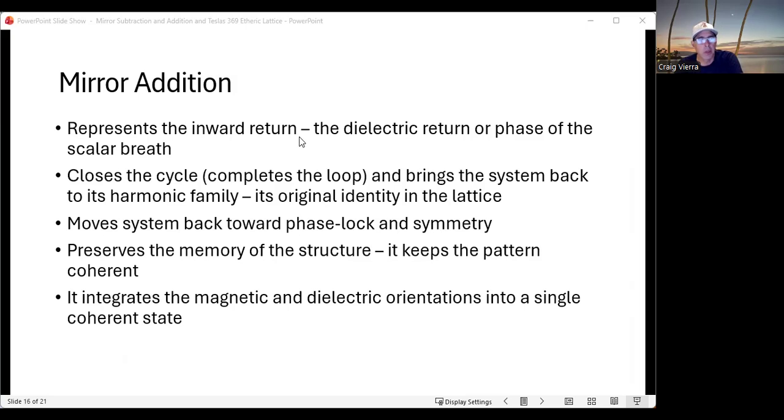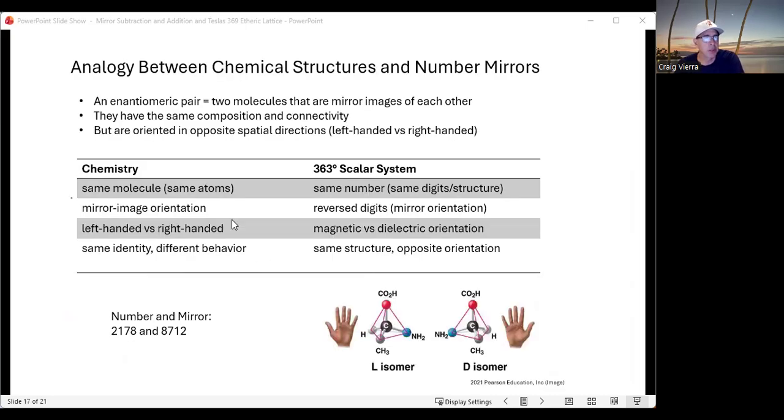So really, mere subtraction is dealing with magnetic expansion. And here, mere addition has to do with the dielectric return. So this closes the loop, closes the cycle, brings the system back to its harmonic family. And so it moves it back toward the phase lock and symmetry. And you see it's integrating the magnetic and dielectric orientations into a single coherent state. So this is kind of what you get when you're doing mere addition.